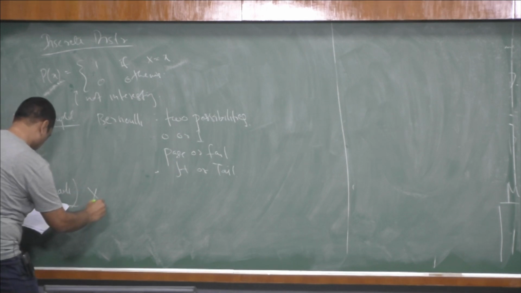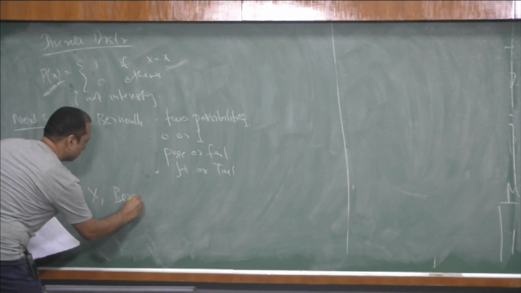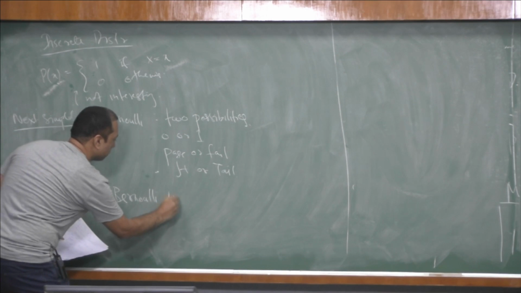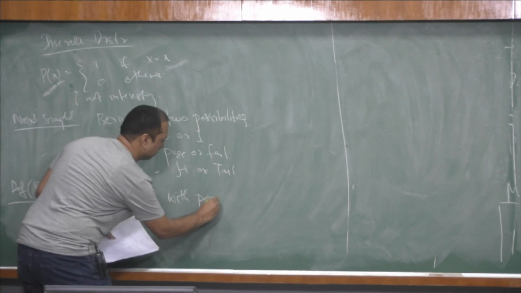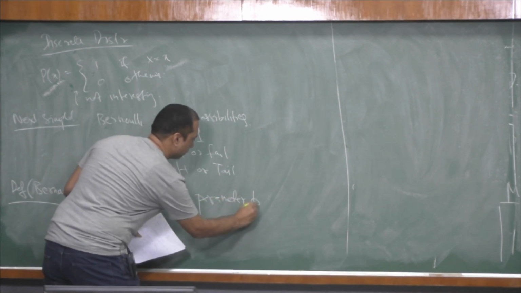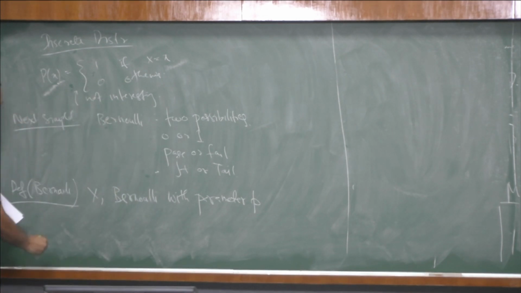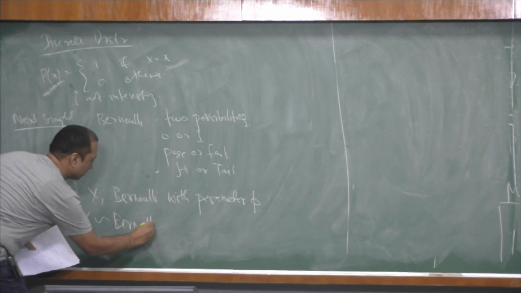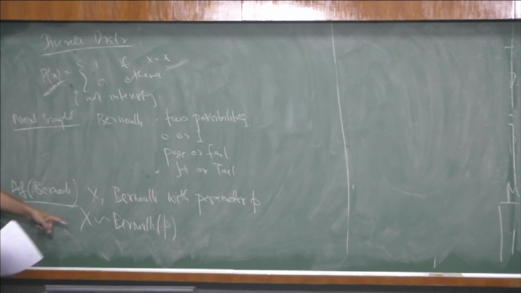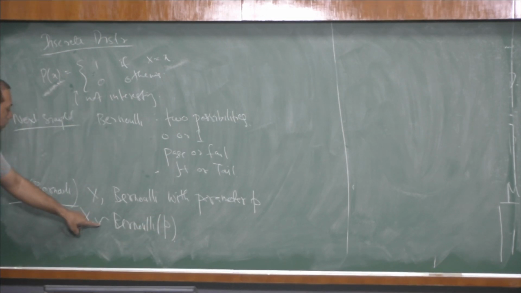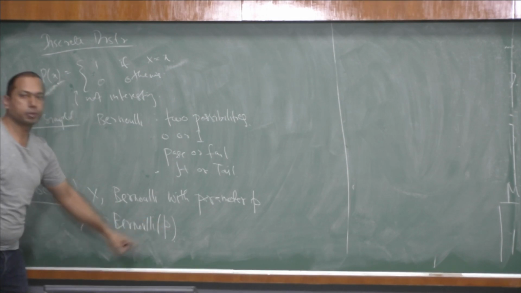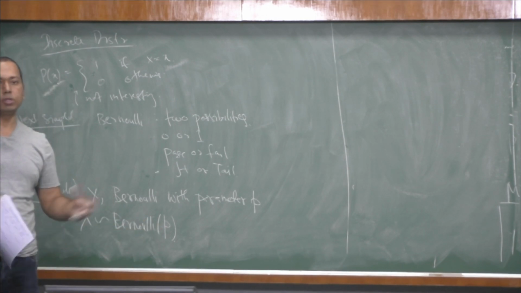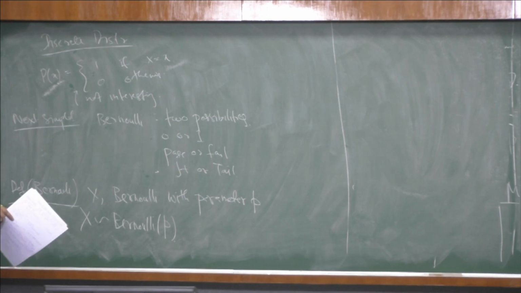So X ~ Bernoulli with parameter P, and we denote this as Bernoulli(P). Okay, so this is the notation. X follows Bernoulli with parameter P. Most distributions come with their parameters, and with different choices of parameter, they will model different experiments.